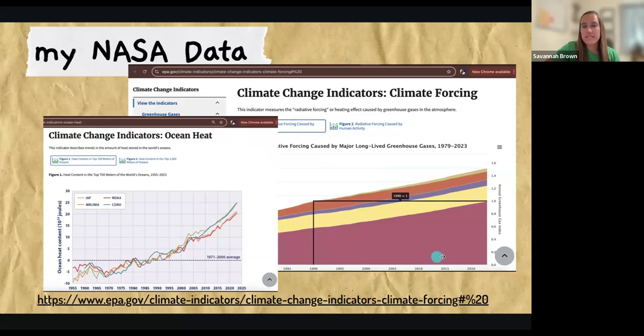This is some examples of what you can find when you go through the Earth's energy budget tab on my NASA data. This takes me directly to the EPA website and gives me different information about ocean heat and climate change indicators, and you can change different variables and generate different charts, which again is very valuable for students to learn how to read these graphs and interpret this data.